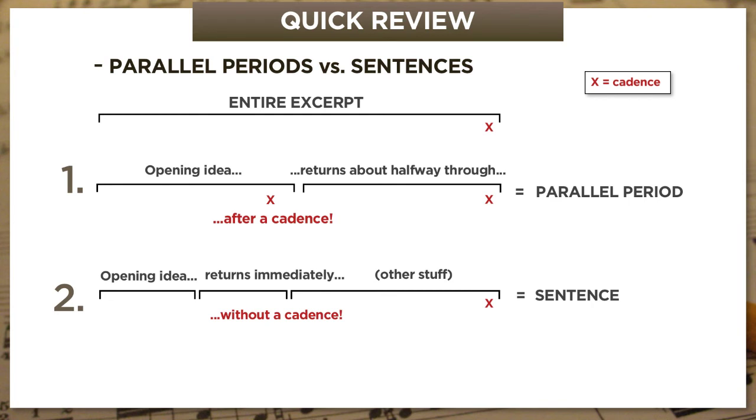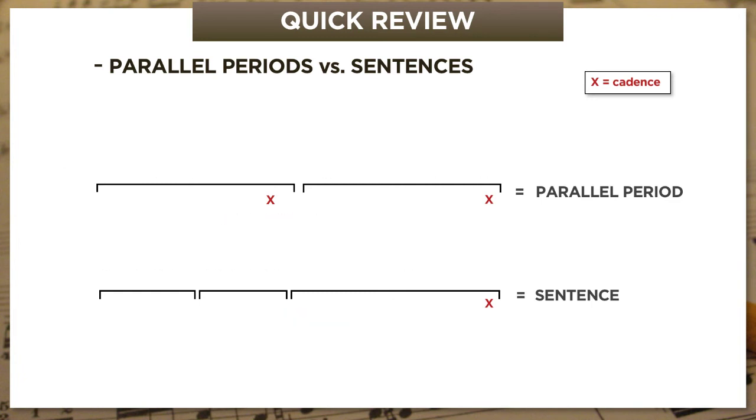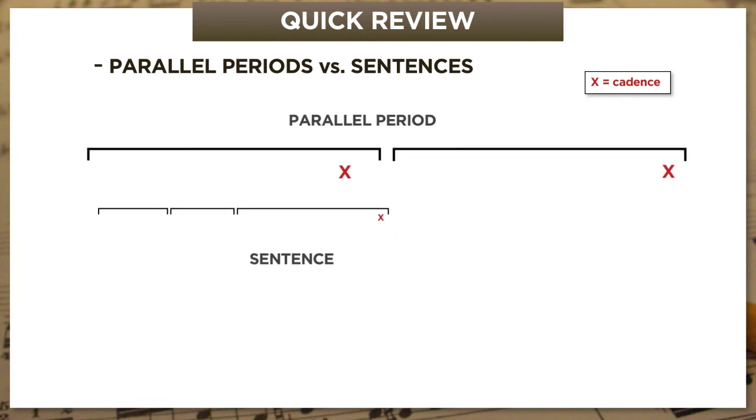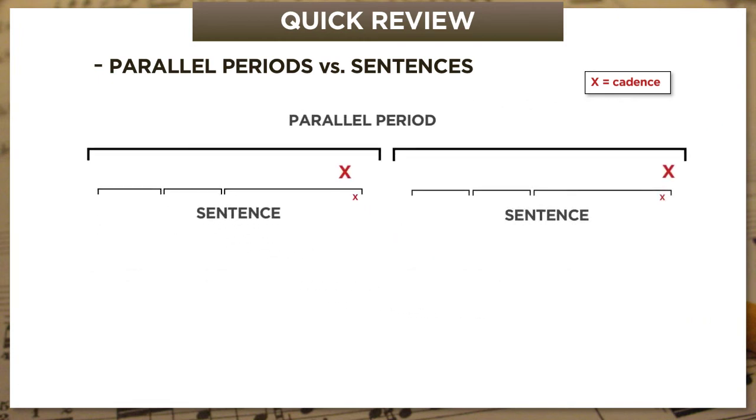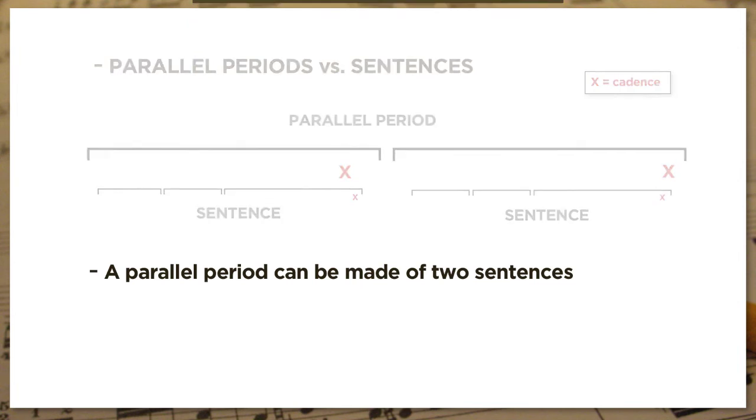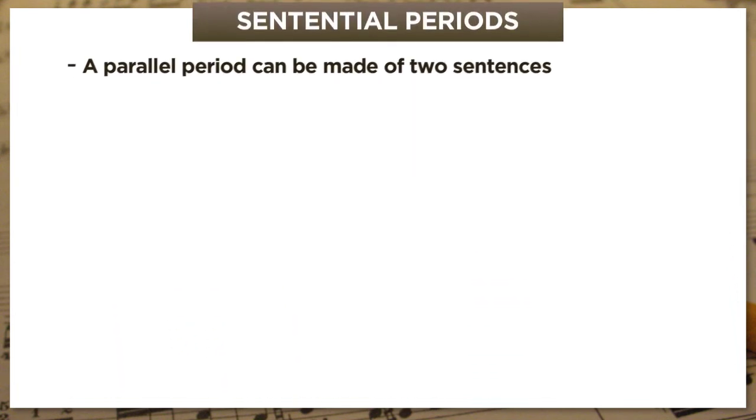However, I don't want to give you the impression that sentences and periods are always completely distinct from each other because, and I want you to watch carefully here, a parallel period might just be made up of 2 sentences. And very often, those sentences are of the parallel interrupted type that we saw early in the lecture.